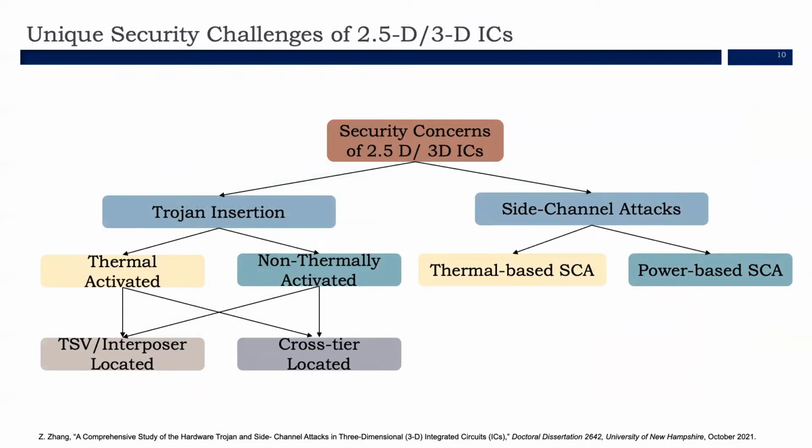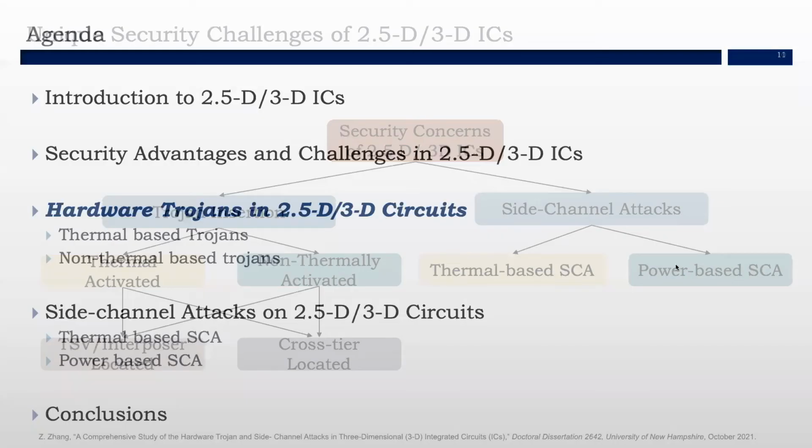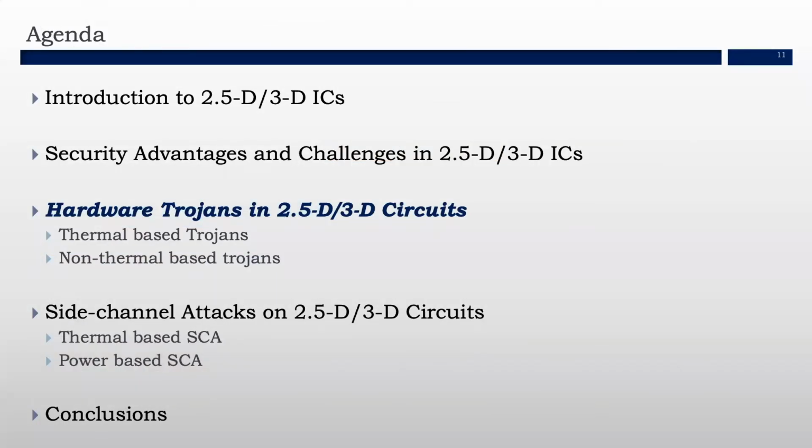So in general, the security of the 3D IC can be broadly classified into two: Trojan insertion and side channel attacks. Trojan insertion can again be broadly classified based on the activation mechanism, that is, thermal and non-thermal activated Trojans. And depending on the location of the Trojan in the 3D IC, the Trojan insertion can again be subclassified as interposer or TSV based Trojans or cross-tier located Trojans. Coming to the side channel attacks, they can be broadly classified as thermal and power-based side channel attacks. So in this part, I'll be discussing the hardware Trojans in the 2.5D and 3D ICs.